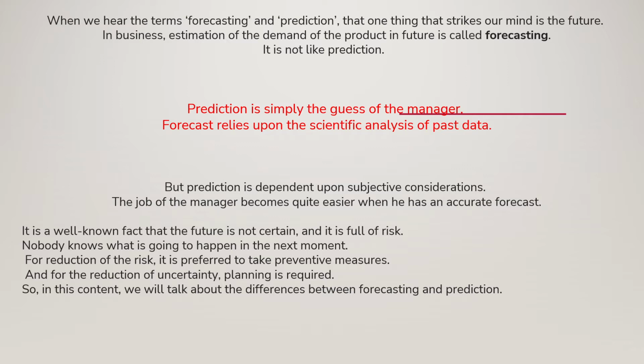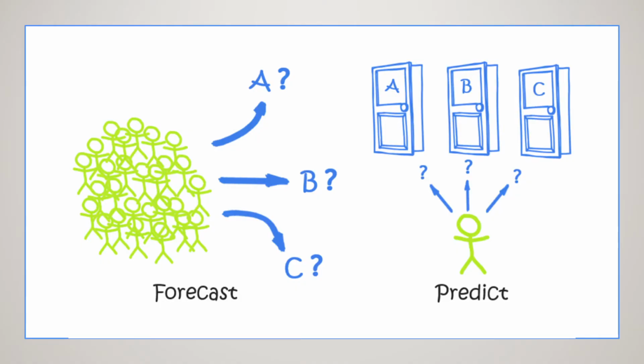It is a well known fact that the future is not certain and it is full of risk. So nobody knows what is going to happen in the next moment. So for reduction of the risk, it is preferred to take preventive measures, and for the reduction of the uncertainty, planning is required. So in this content, I will tell you about their differences so it will help you to plan your programs accordingly. So what is a forecast and what is a prediction?